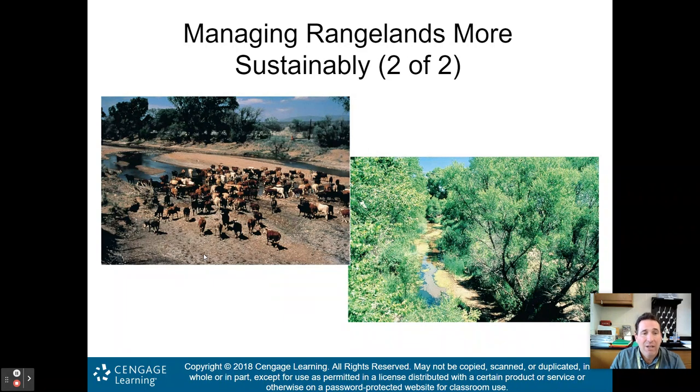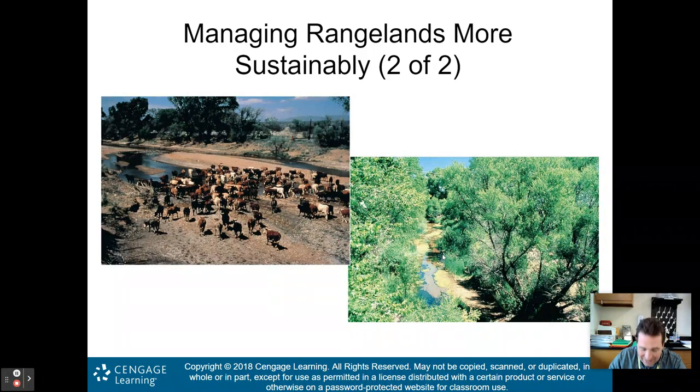Well, what they did here was they knew that this was a problem, and so they said, okay, we're going to prohibit grazing and off-road vehicles, those ATVs, those mountain bikes. We're not even going to limit, we're going to ban grazing and off-road vehicles in this area. And now look at what happened.